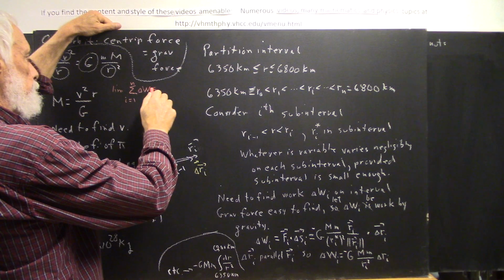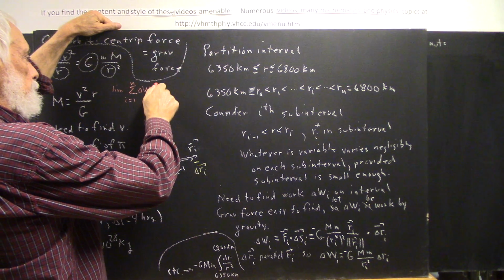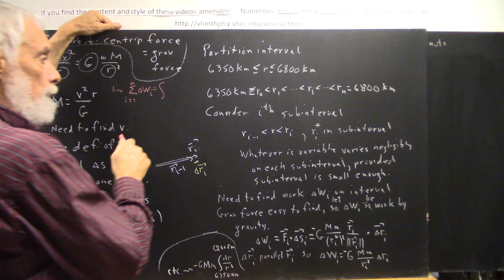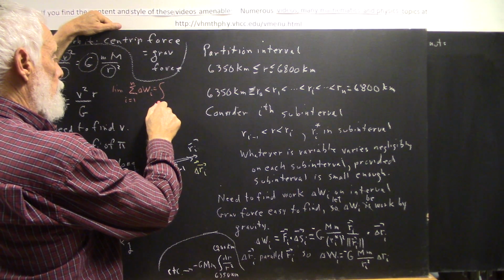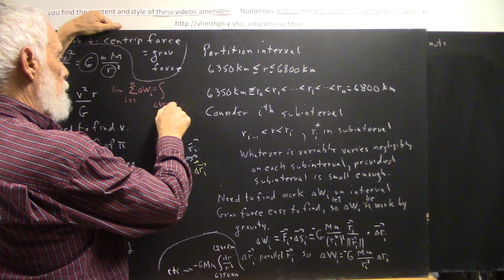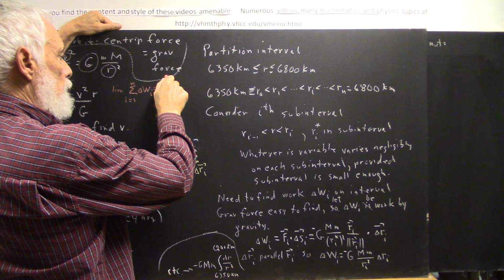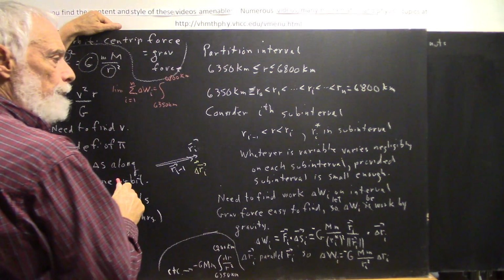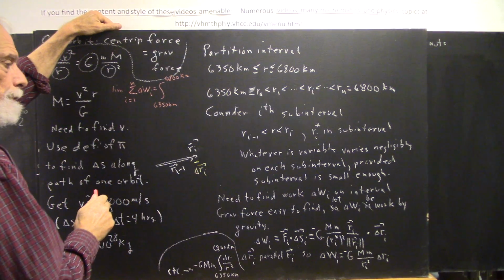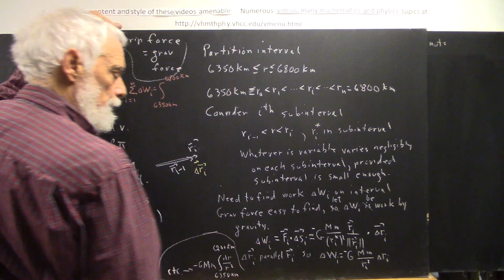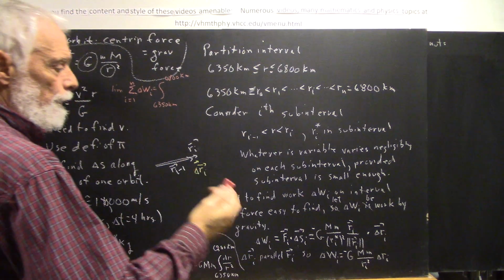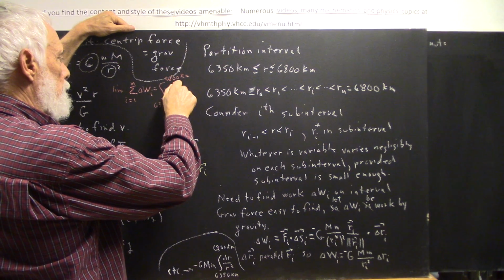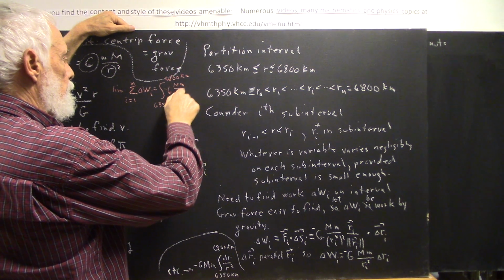We're going to get the integral from 6,350 kilometers to 6,800 kilometers of what? Of our delta W i's, but in the limit these things approach negative g times big M, little m.